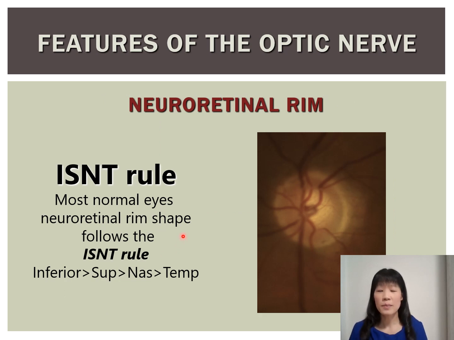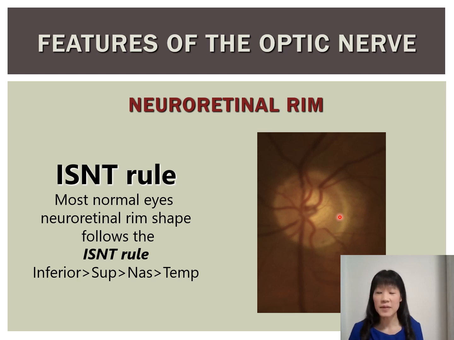So another normal anatomy is the ISNT rule. It doesn't apply to all normal nerves, but in general, the typical neuroretinal rim is thickest inferiorly, then next thickest superiorly, then next thickest nasally, and then thinnest temporally. So in all of us, me, you, everybody, our patient, normally the inferior neuroretinal rim is the thickest, followed by number 2, the superior neuroretinal rim, then number 3, the nasal, and then here you can see the temporal neuroretinal rim is usually the thinnest.